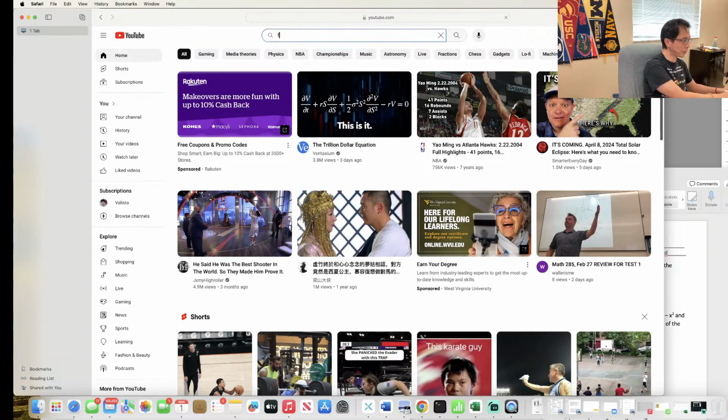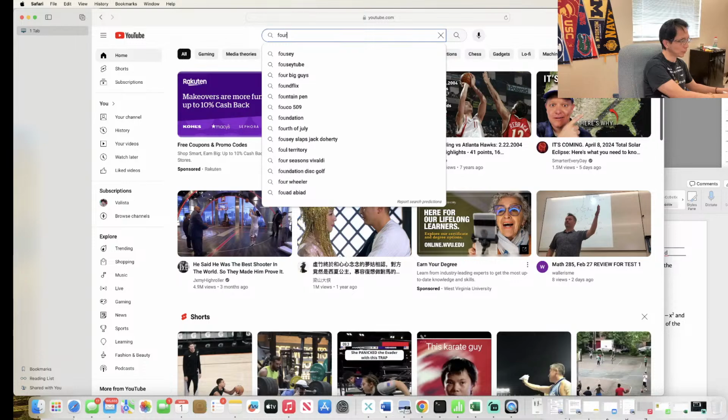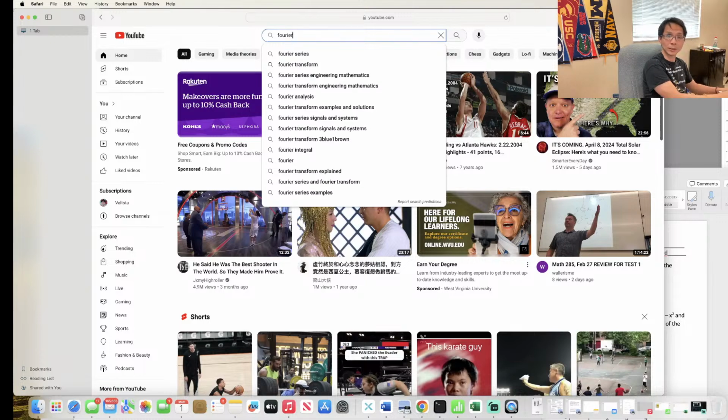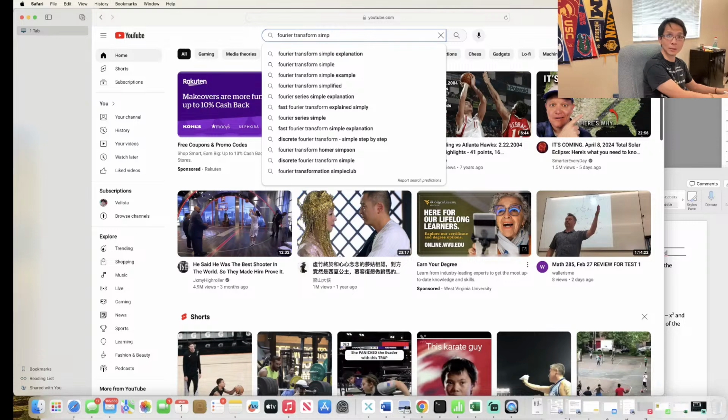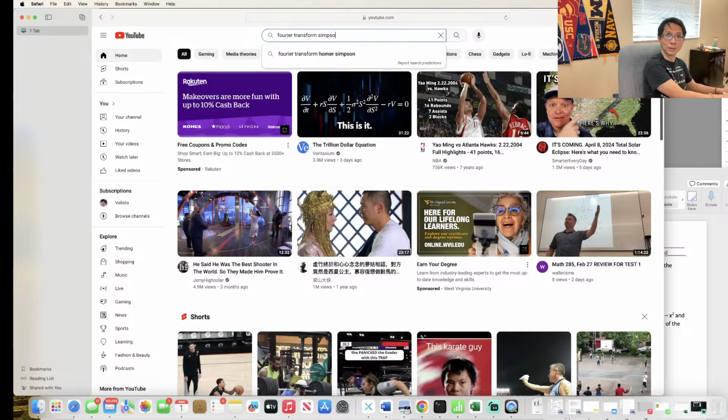How do you spell Fourier transform? Fourier. Transform Simpsons. Homer Simpson.